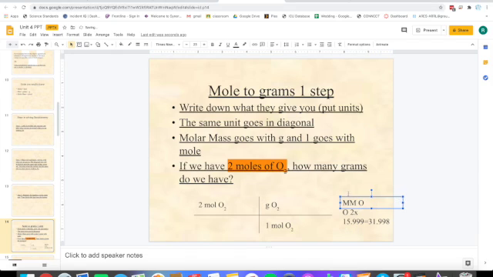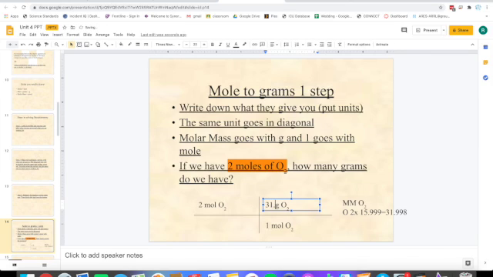Make that text box a little bit bigger. There we go. Fix that right quick. There we go. So 31.998 is what goes in this box.